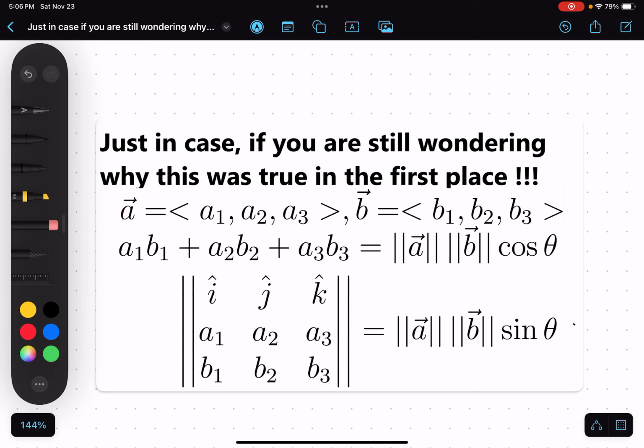Hey, just in case you're wondering why this was true in the first place, you are in the right place with that.